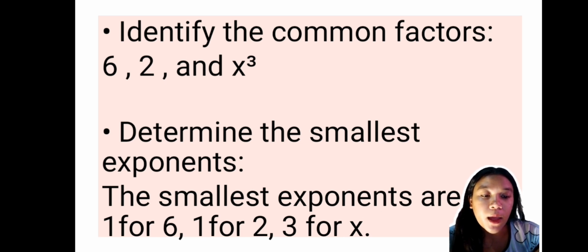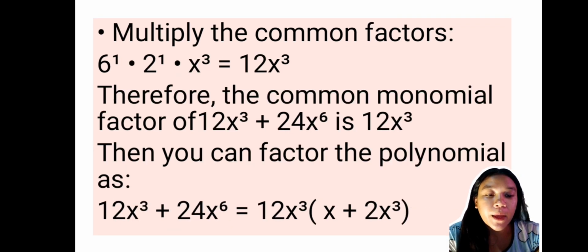In the third step, determine the smallest exponents. The smallest exponents are 1 for 6, 1 for 2, and 3 for x. Then the fourth step, multiply the common factor. So 6 raised to 1 times 2 raised to 1 times x cubed equals 12x cubed. Therefore, the common monomial factor of 12x cubed plus 24x raised to 6 is 12x cubed. Then, I factor the polynomial as 12x cubed times the quantity 1 plus 2x cubed.